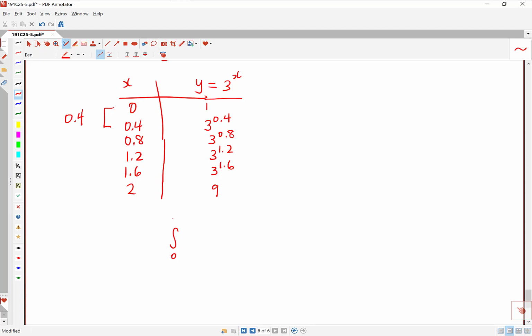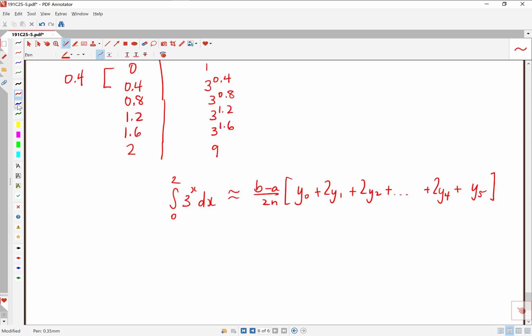And then once you've got that table built, then we can actually write down our trapezoidal rule. So we can say the integral from 0 to 2 of 3 to the x dx, according to our rule, it's going to be approximately b minus a over 2n times y0 plus 2y1 plus 2y2. If you want, you can think about what the last number is going to be. It's going to be yn, and in this problem, n is 5. So our last y value is going to be y5. Our second last one would look like 2y4.